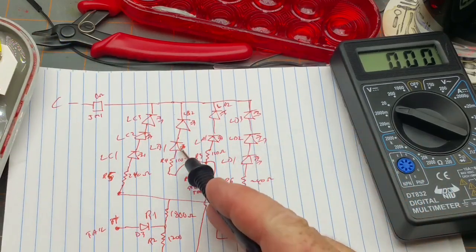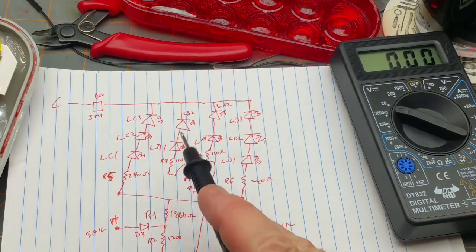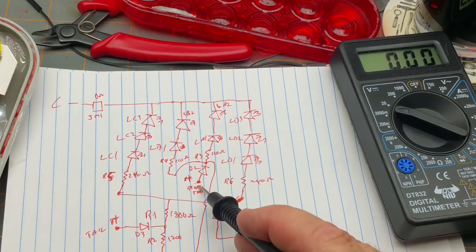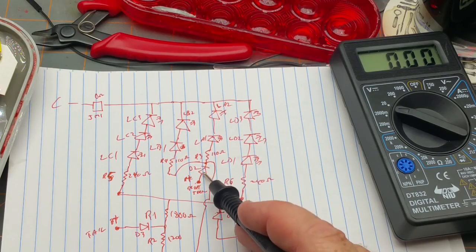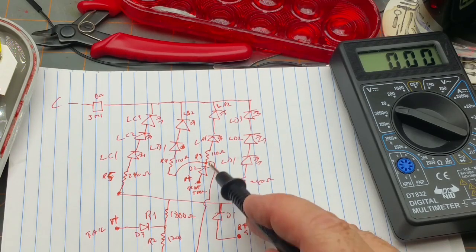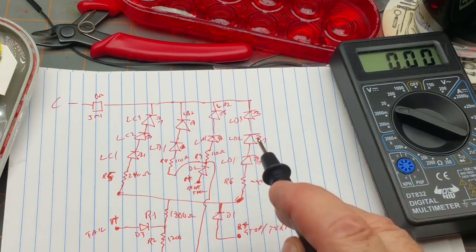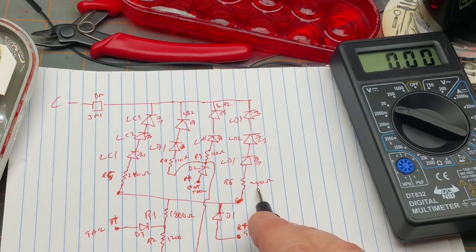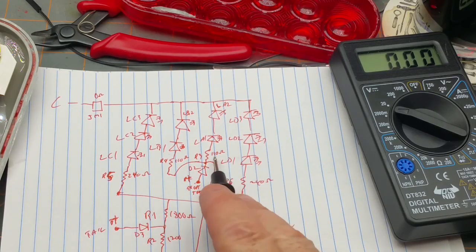And the strings of two go in series, and then a 110-ohm resistor, and then through a diode again for reverse polarity protection, and to the same point, stop and turn. So, for some reason, the strings of three have a higher resistance in series than the strings of two.